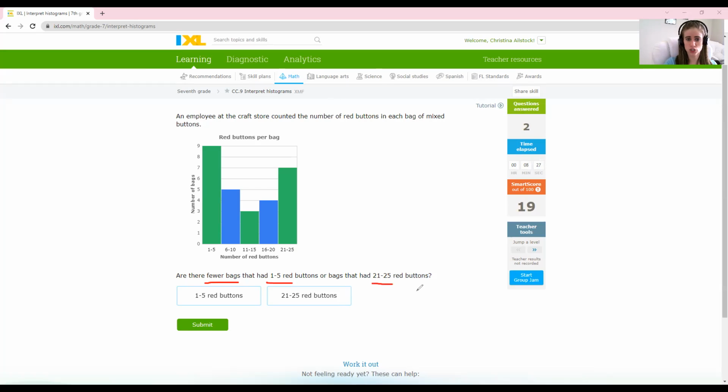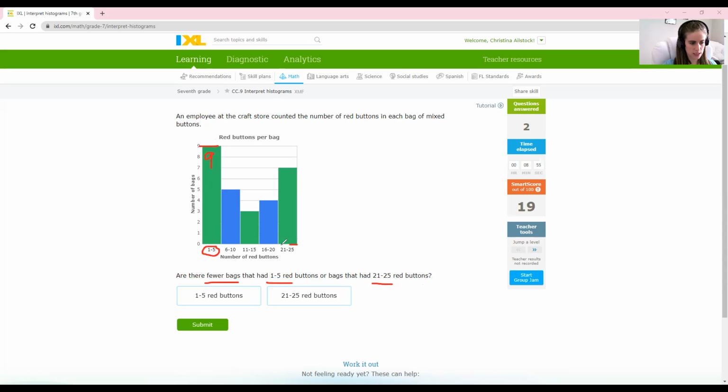Whenever you're comparing two things, like we're asked here, we want to know which one has fewer, this one or that. We always want to first identify how much each one has. Then we can compare. Then we can decide which one is fewer. So for 1 to 5 red buttons, that's my first category. And I see that my graph goes all the way up to the top. It's showing me that there are 9 bags with 1 to 5 red buttons.